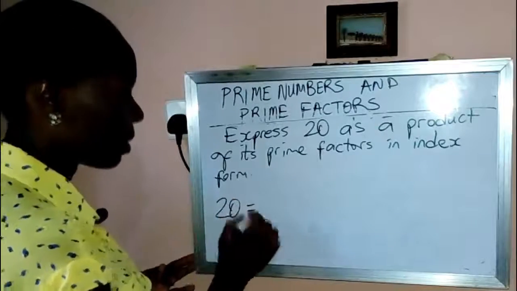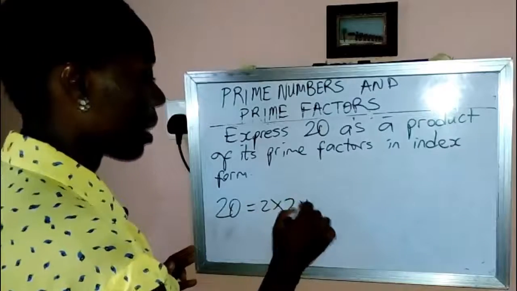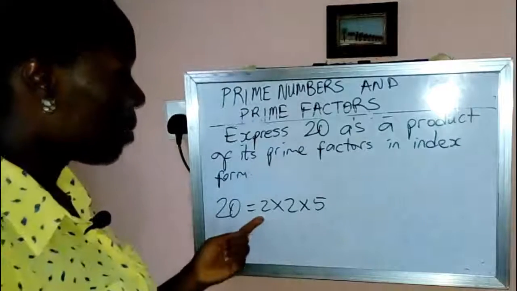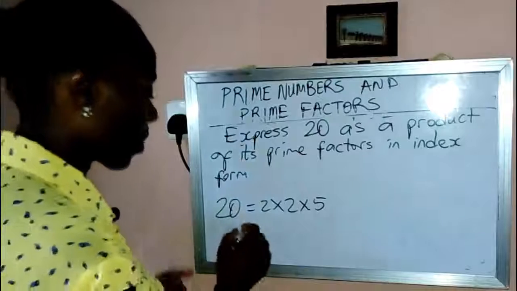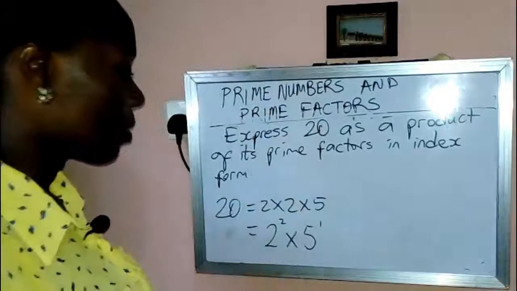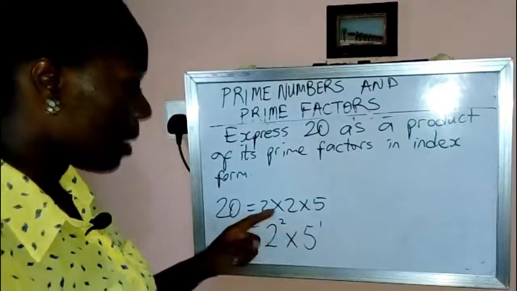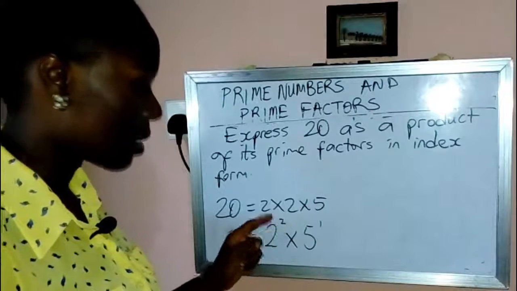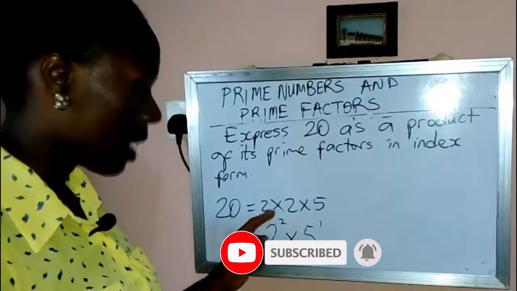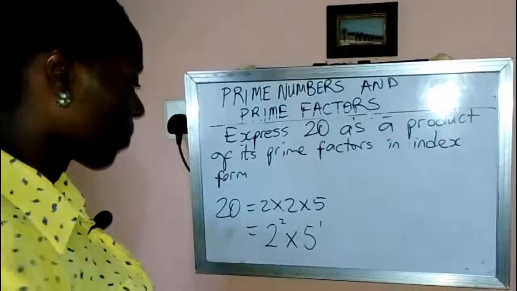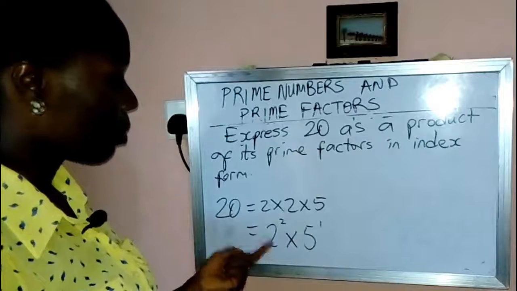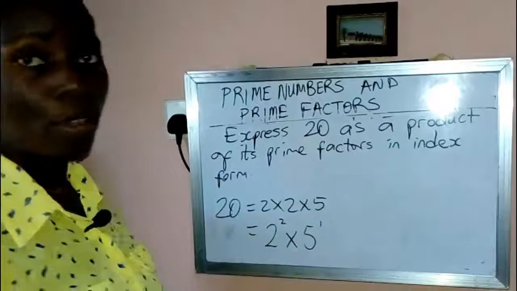Now earlier we have seen that our 20 gives us 2 times 2 times 5. Now when you see something like this, you check how many times does 2 occur. 2 occurs twice. So we can simply write it as 2 raised to the power 2 times our 5 raised to the power 1. Why? Because 5 is occurring once and 2 is occurring twice. This 2 we see here is what we call our index form. This is our index. That's the power of 2. That is telling us how many times 2 occurs. So for 20, we have 2 times 2 times 5. In index form, we have 2 raised to the power 2 times 5 raised to the power 1.